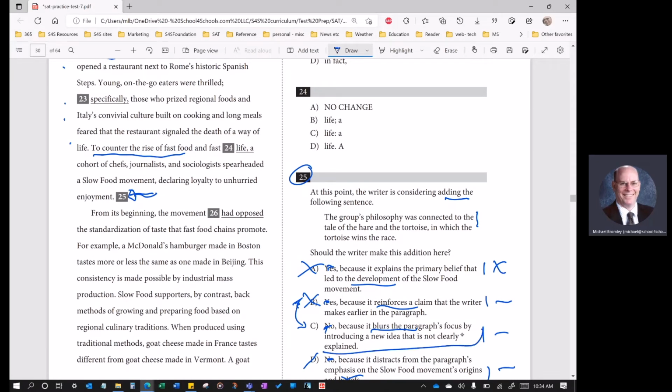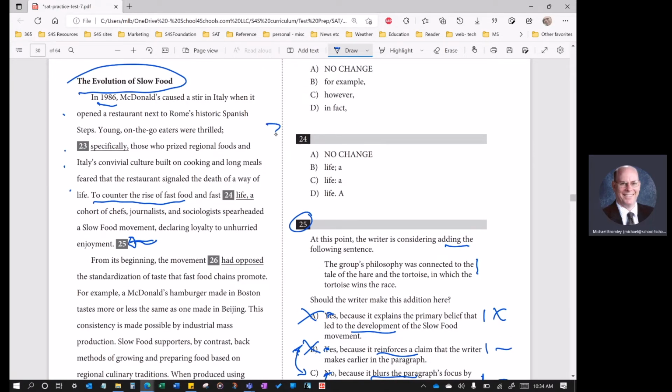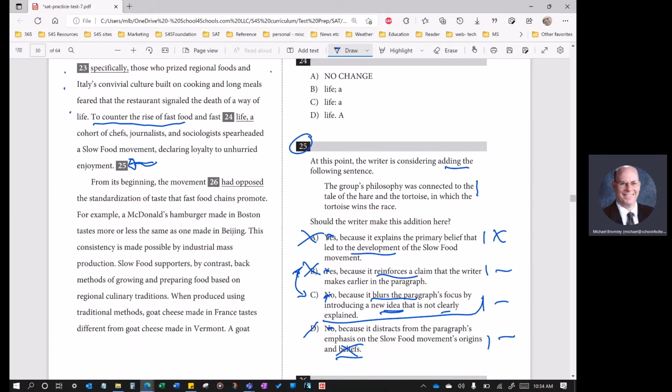It blurs the focus by introducing a new idea that is not clearly explained. Yeah, what does this all have to do with the tortoise and the hare, right? It's about restaurants and not a race. So it's not about the reason for being slow or the reason for slow food, but it's about the origin of this one particular movement, the slow food movement. So we go with C on this one, 25.